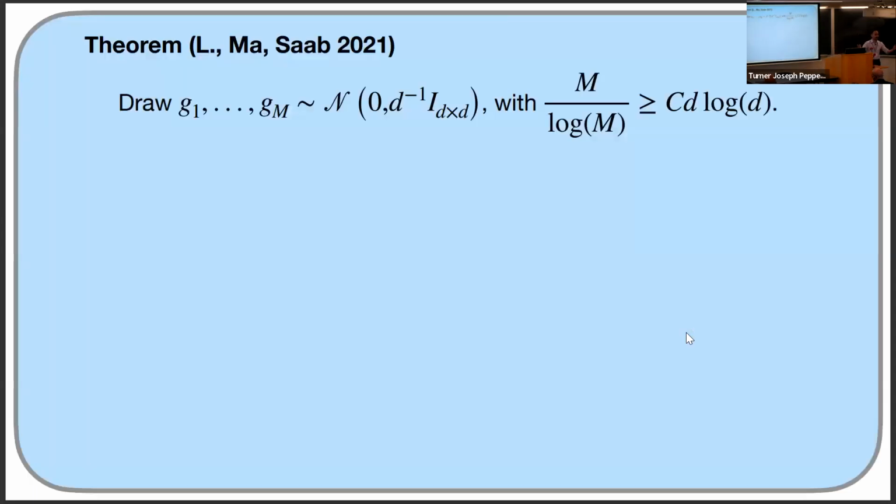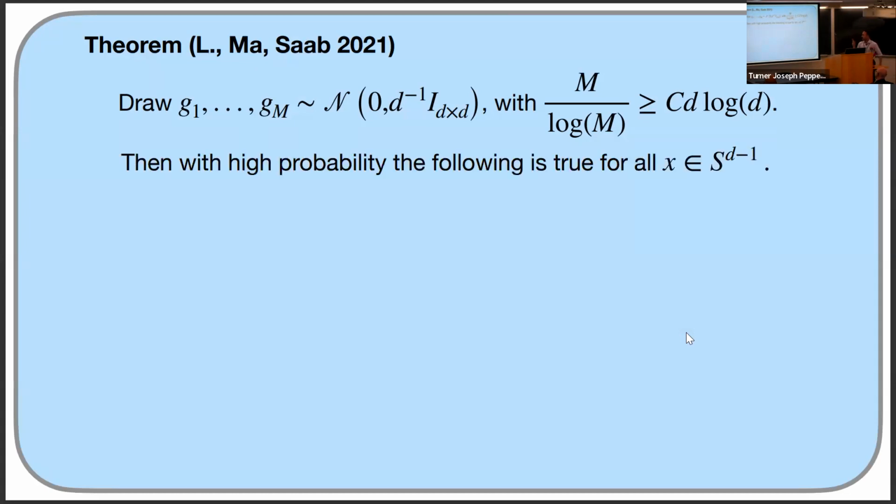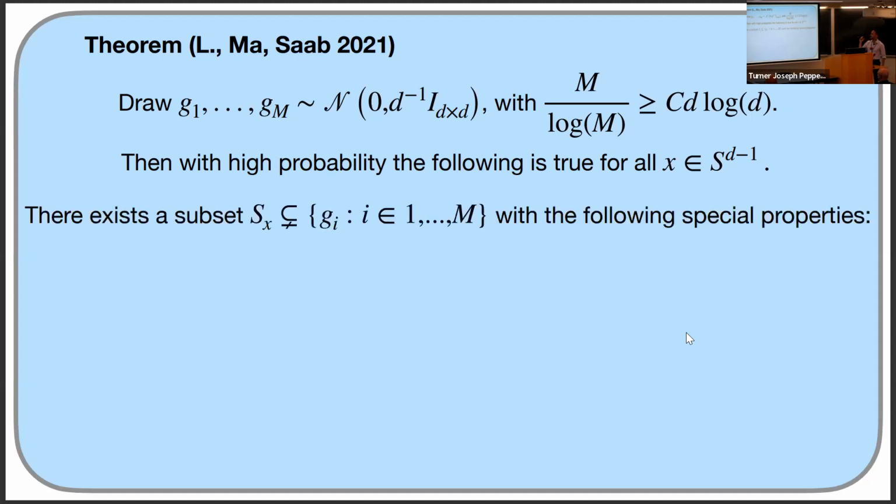All right, enough loosey-goosey talking. Let me show you the theorem. Okay, what are we doing? Draw m Gaussian vectors and take m to be sufficiently large. We're in the redundant frame setting here. Then I claim with high probability on the draw of your frame vectors, the following is true for all x. So we're characterizing all cells in our Gaussian spherical tessellation. There exists a subset of our frame vectors which is allowed to depend on the vector x in question. And that subset of frame vectors enjoys the following special properties. The number of vectors in that subset is proportional to d log m, no more, no less.